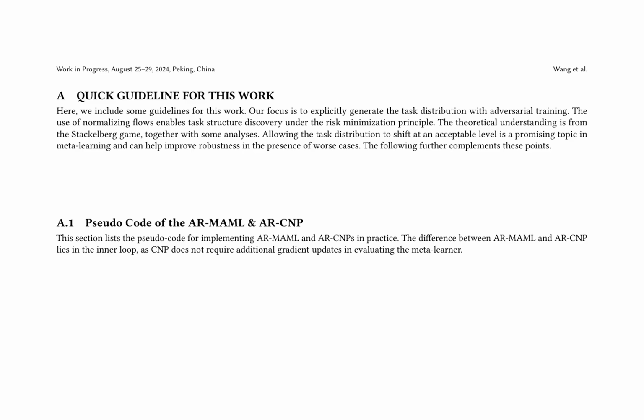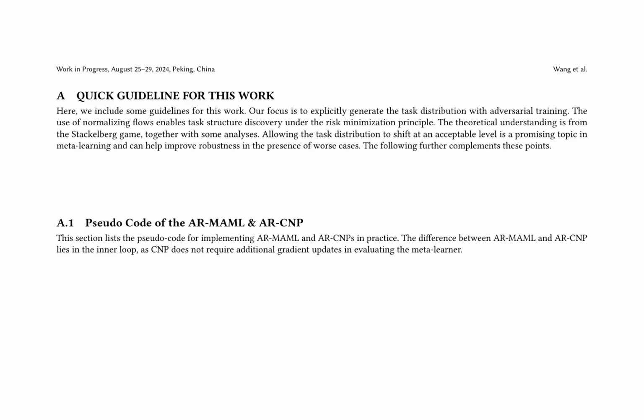Guidelines for generating task distributions with adversarial training are presented, leveraging normalizing flows to discover task structure under the risk minimization principle. Theoretical foundations are rooted in the Stackelberg game, with supporting analyses. Notably, allowing task distributions to shift within acceptable bounds is a promising area of research in meta-learning, with potential to enhance robustness in the face of worst-case scenarios.